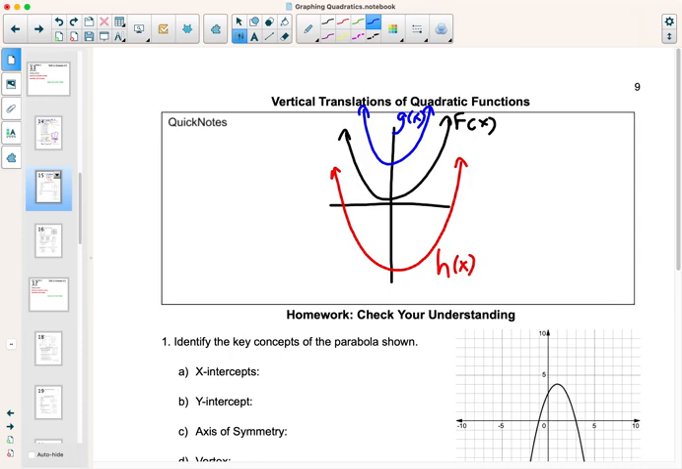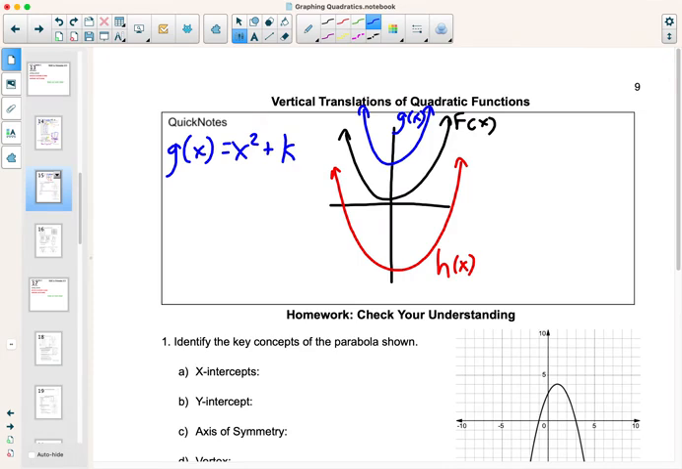Okay, now on the left-hand side, I'm going to talk about g of x. G of x is equal to x squared plus k. We use the letter k for this particular spot. We'll talk more about other things later. Don't worry about it.